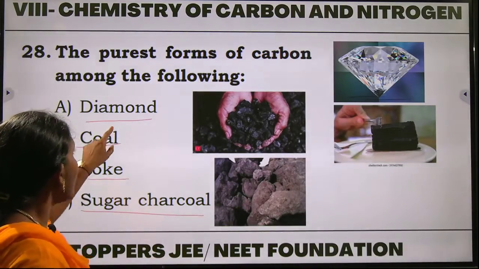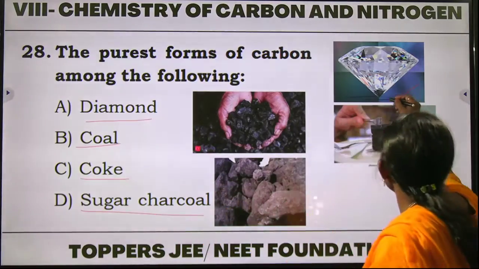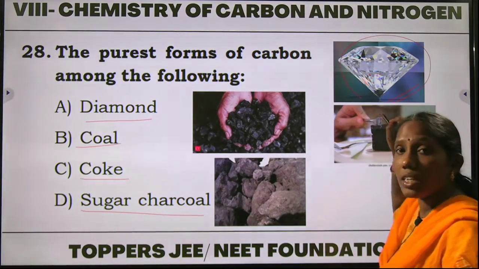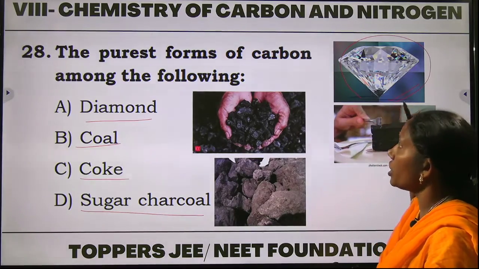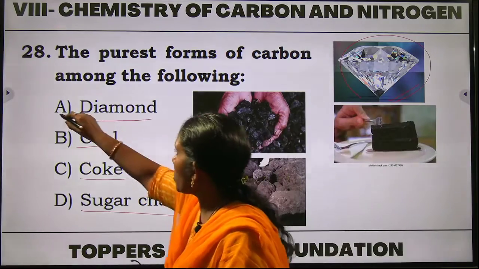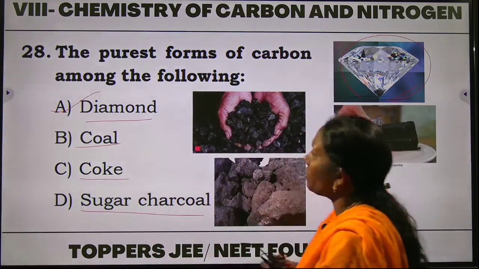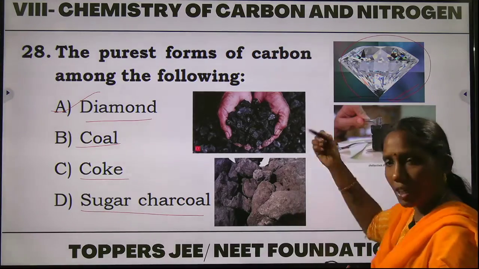See here, diamond. This is the diamond picture, and this diamond is the purest form of the carbon, no doubt at all. So purest form of the crystalline form of the carbon is the diamond. So our first option is correct. How can we say it is crystalline like that? That's why here the pictures are showing how it will be.